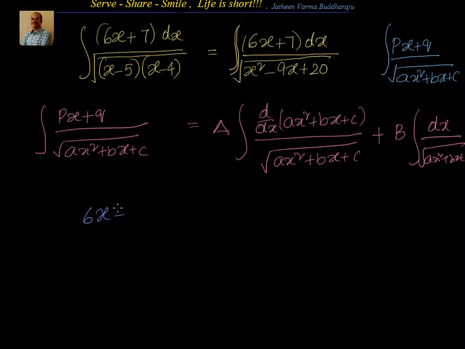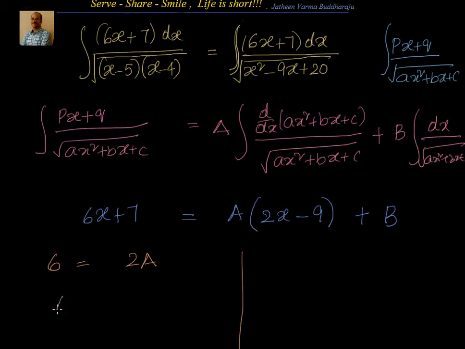So I will write it down. 6x plus 7 is equal to a into, what is the d by dx of x square minus 9x plus 20? X square gives 2x, 9x gives minus 9, plus b. So from here I have to get the values now. I will equate the x terms first. 6 equal to 2a, that will give me a equal to 3. Now I go to the other side and check the constants.